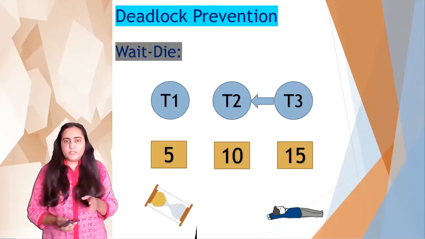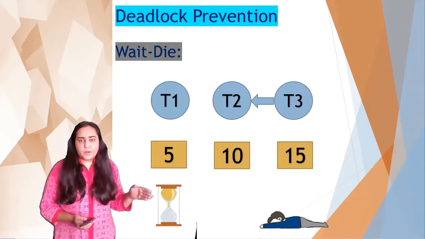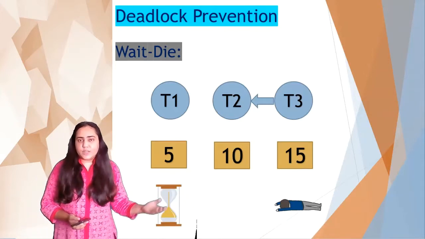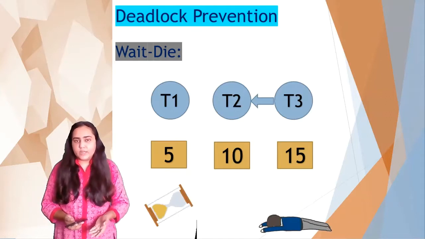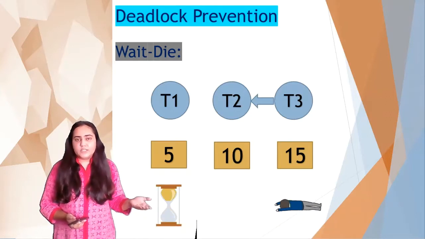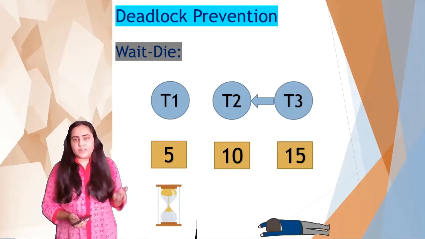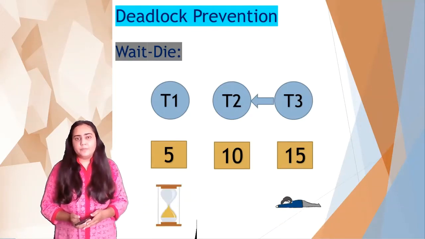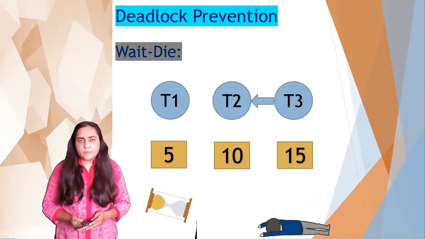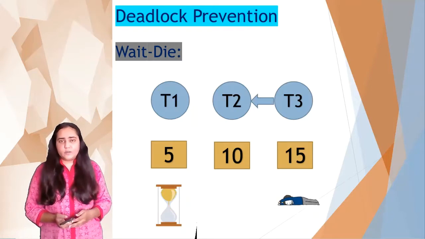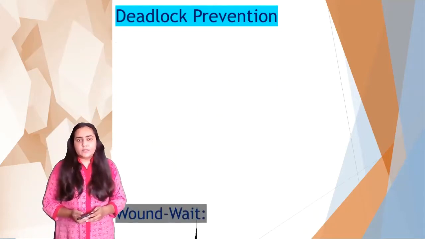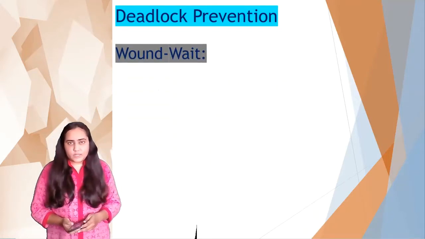So that is the wait-die technique. The first part of the wait-die technique is to wait, and the second part is to die. So a transaction that is older waits, but a transaction that is younger dies. That is the wait-die technique. The next deadlock prevention technique is known as the wound-wait technique.